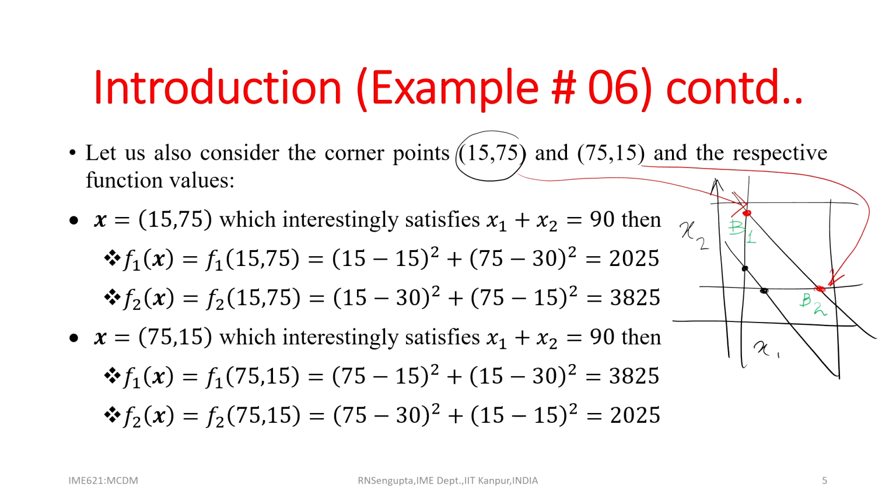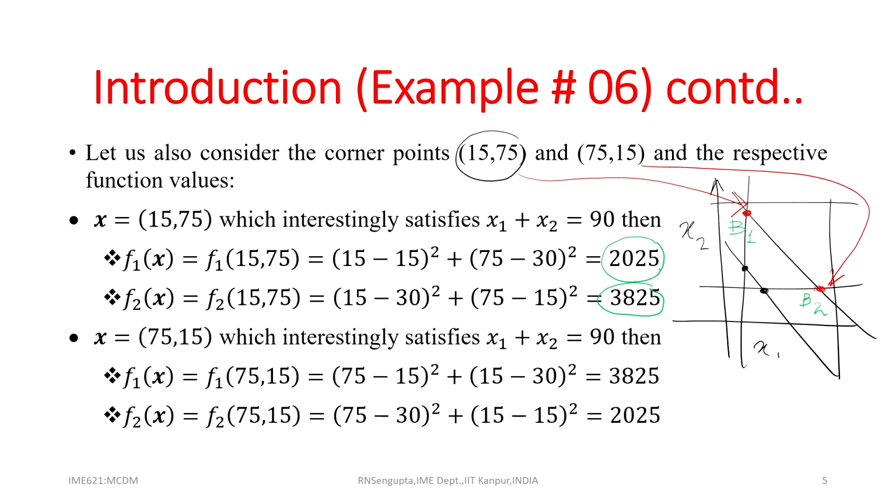So, when I put the values of f 1 for the corner points separately, the value comes out to be 2025. When I try to find the objective function maximum value for f 2 for this corner point 15, 75, that is 15 for x 1 and 75 for x 2, the value comes out to be 3825.